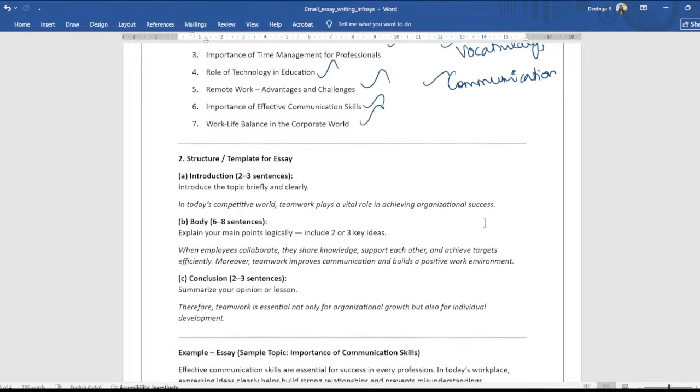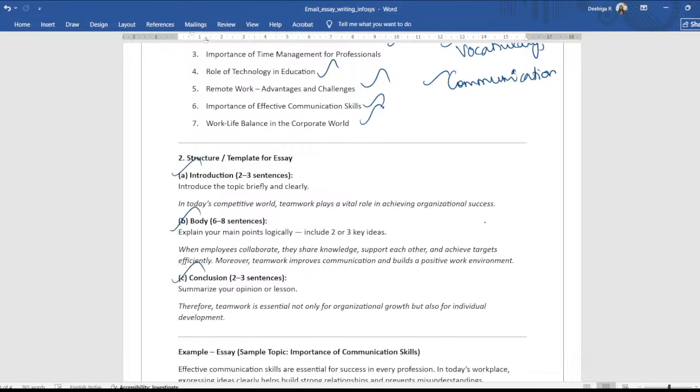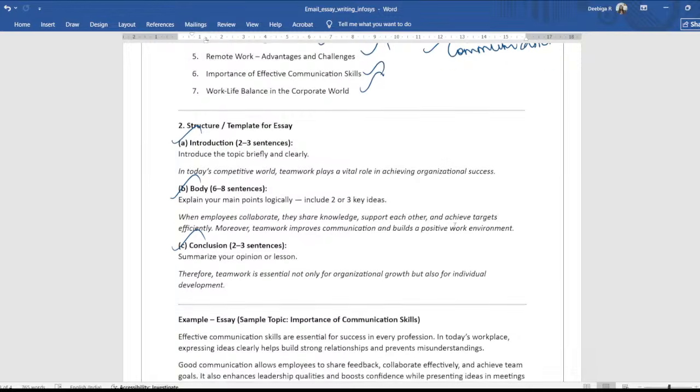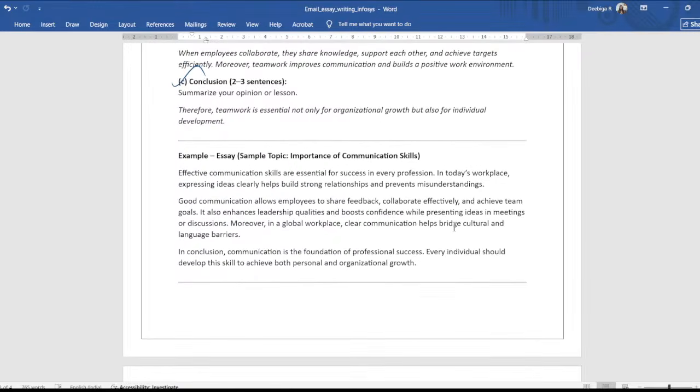The structure for this is always an introduction, a body, and a conclusion. Always. The introduction is 2 to 3 sentences, the body 6 to 8 sentences, and the conclusion 2 to 3 sentences. Here I have given you a sample essay topic, importance of communication skills. Don't make this so short. They'll definitely ask you to write 200 or 300 words. Stick to that, and don't make it shorter than that.